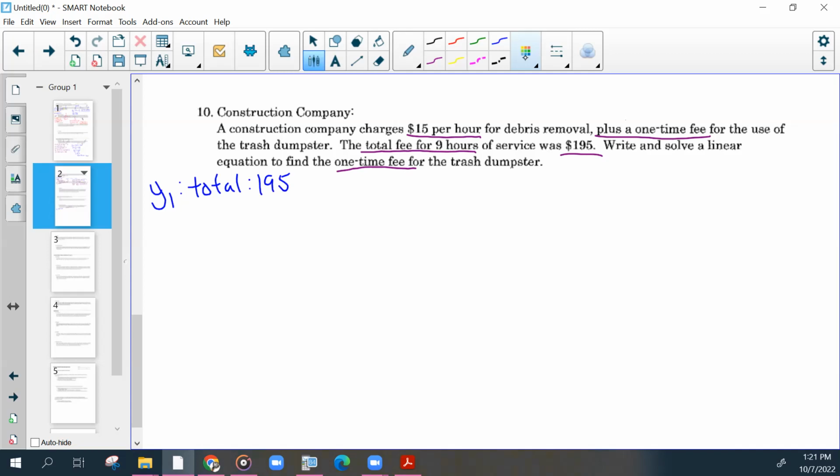Our m would be our charge per hour, and that would be the 15. Our x1 would be what goes with the total, the hours. So x1 is going to be the specific number of hours, which in this case is 9. And then our b, remember I said b could be like a one-time fee. Here it says plus a one-time fee. That would be our b.